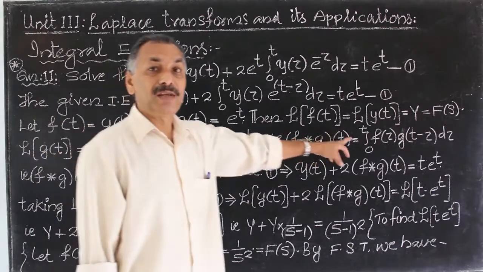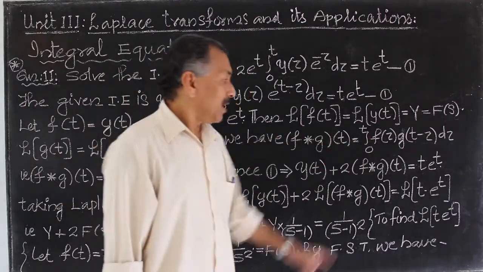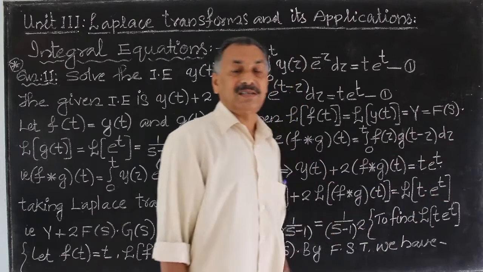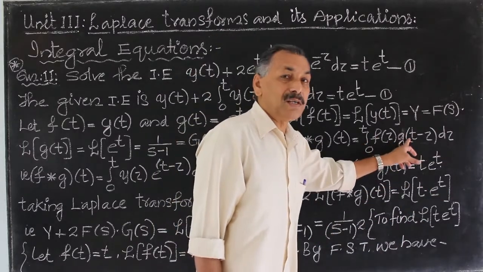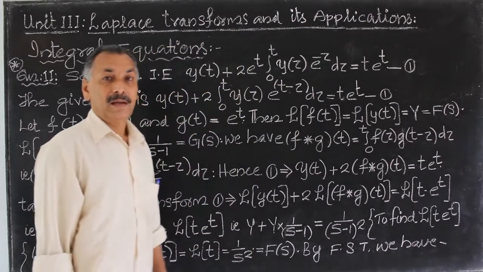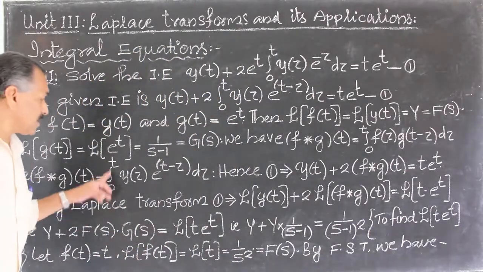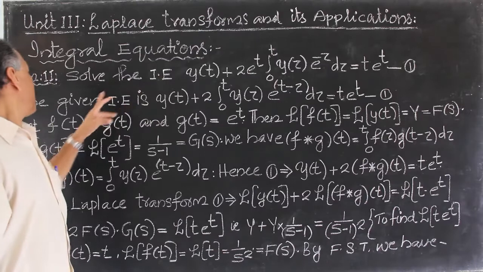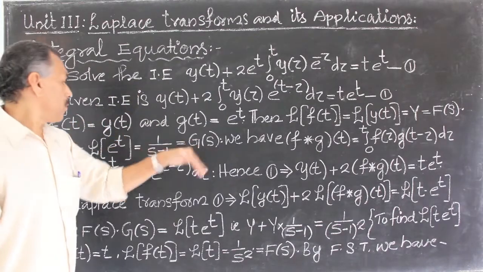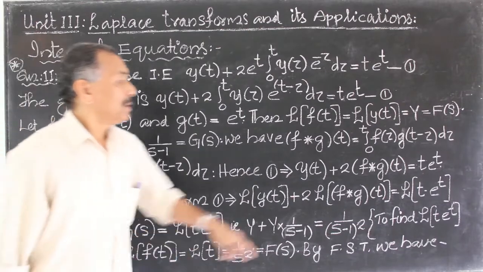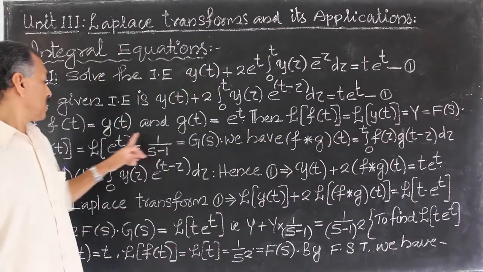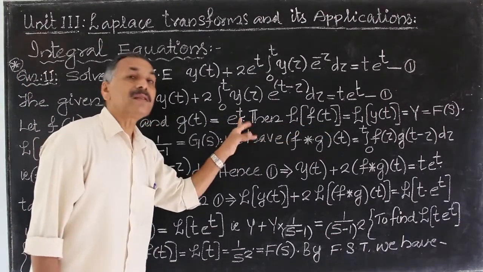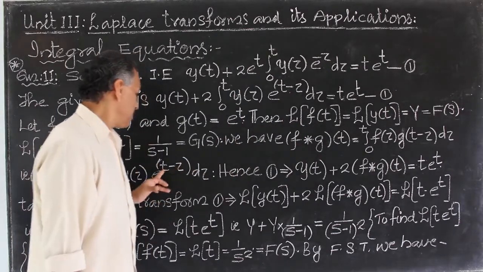Now the convolution f star g of t is equal to the integral from 0 to t of f of u g of t minus u du, otherwise f of z g of t minus z dz, or f of tau g of t minus tau d tau. That is, f star g of t is equal to the integral from 0 to t. Then f of tau, what is f of t? f of t is equal to y of t. Therefore f of tau means y of tau into g of t minus tau. g of t is equal to e raised to t, then g of t minus tau becomes e raised to t minus tau, into d tau.